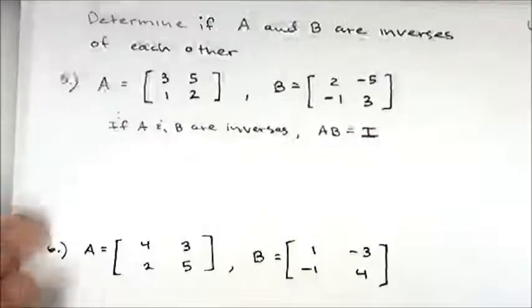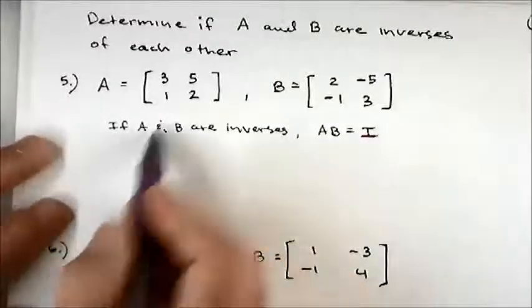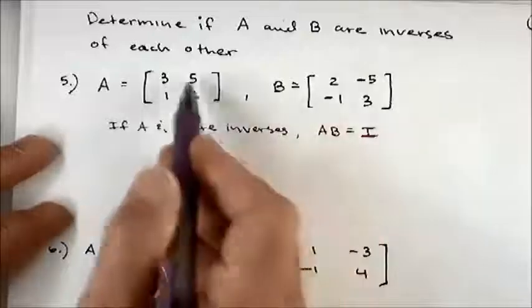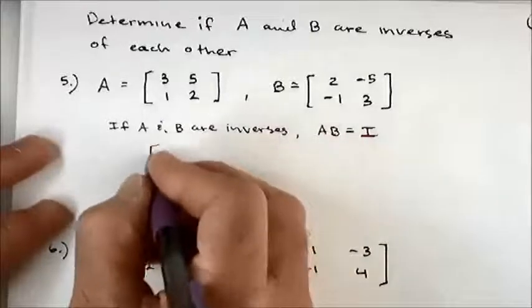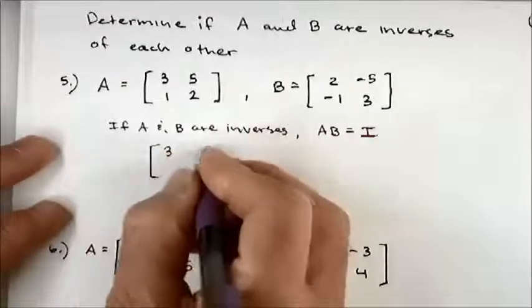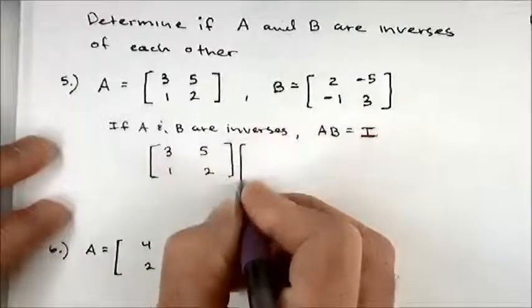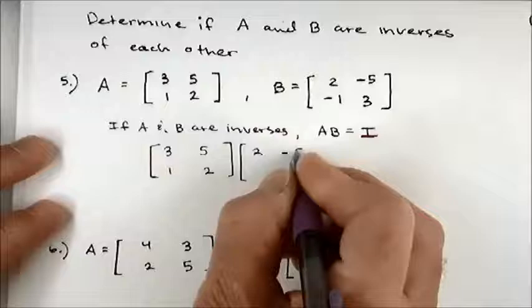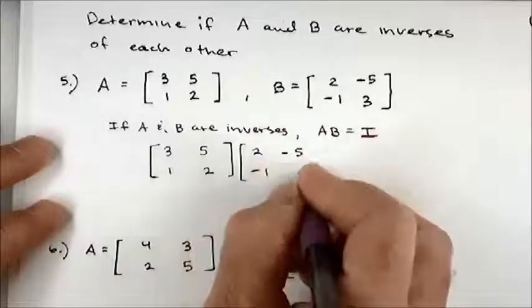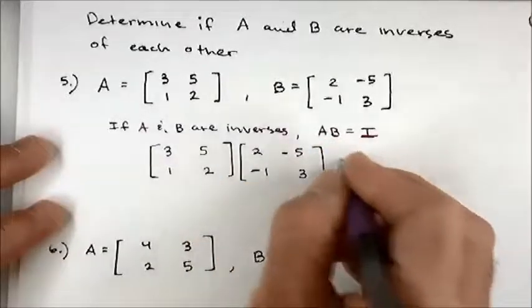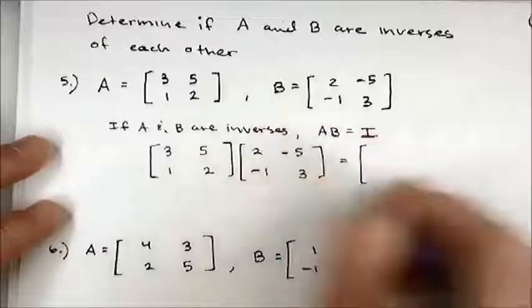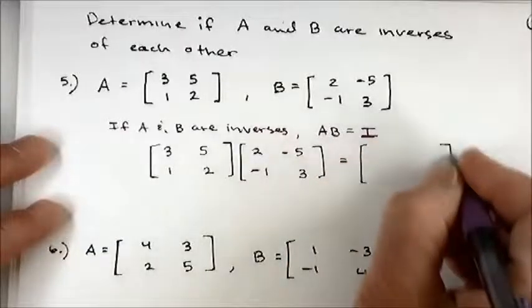And so it probably is even faster, right? If I multiply A times B, 3, 5, 1, 2, times matrix B, 2, -5, -1, 3, I want to see if I end up getting the identity matrix.